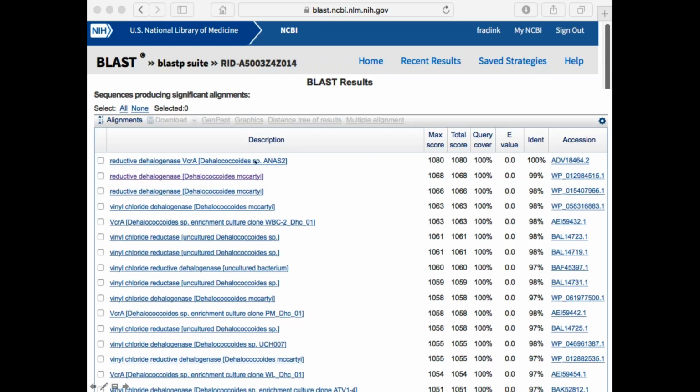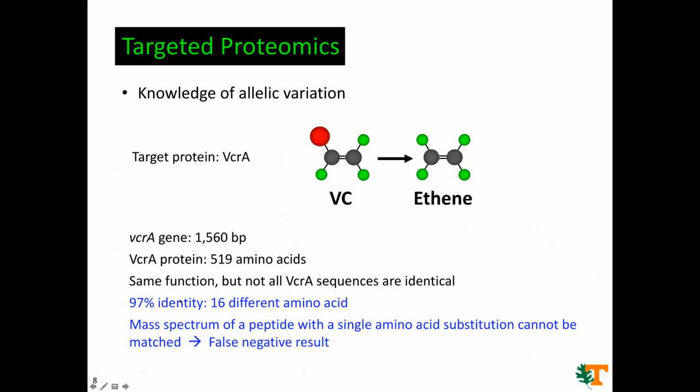Looks complicated, but basically what this database lists are all the VCRA reductive dehalogenase genes, and you see here the percent identity of these sequences. The point is they are not all 100% identical. So some are only 97% identical. If you look at what this means, it means that up to 16 amino acids are different. But the protein is still VCRA and has the same function.